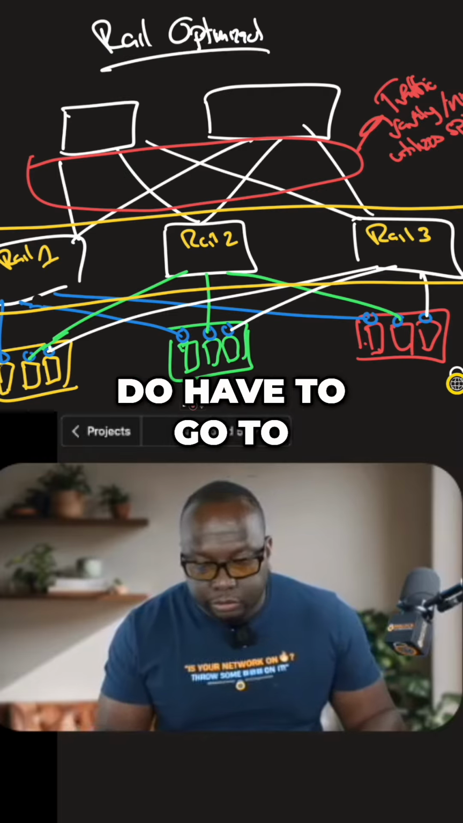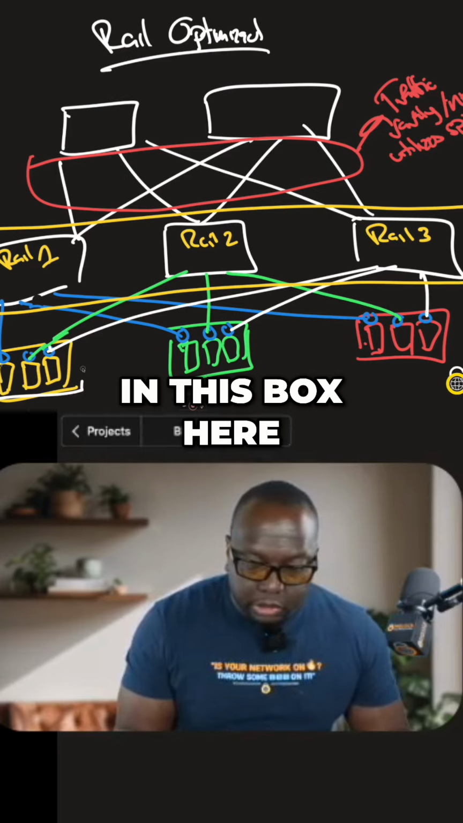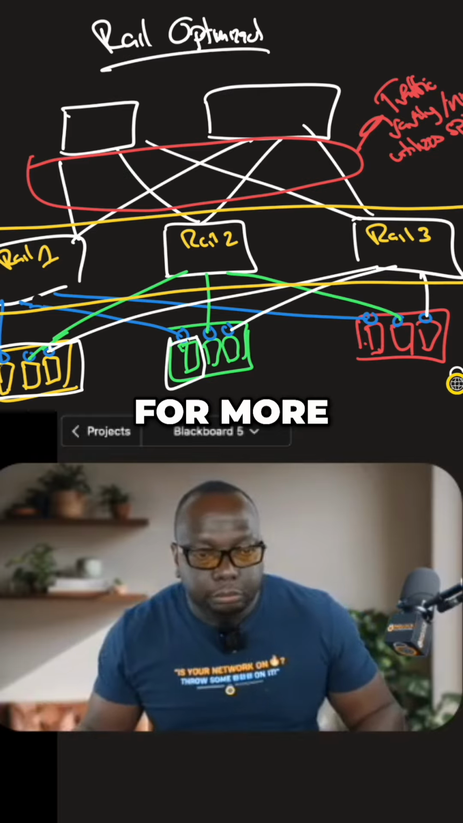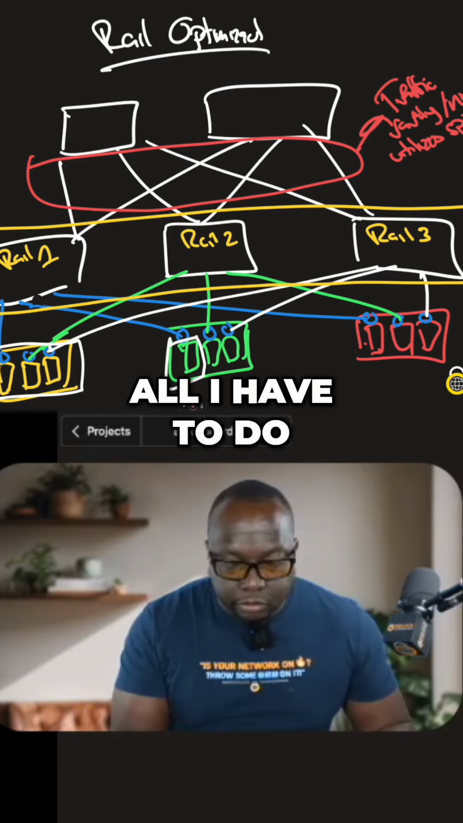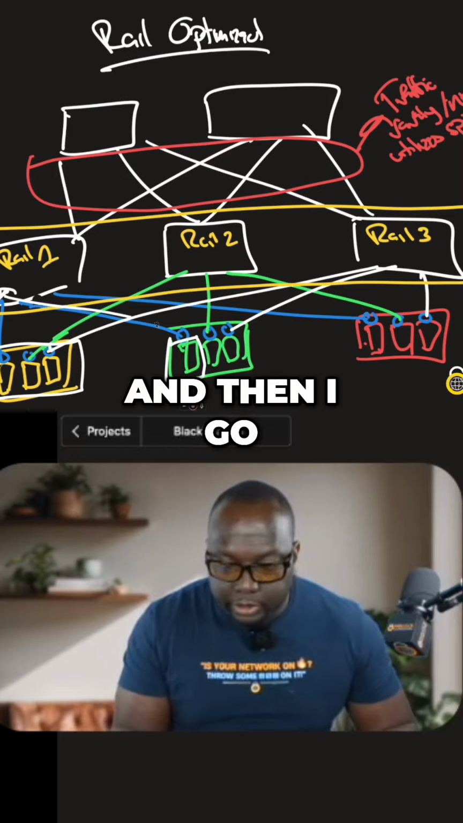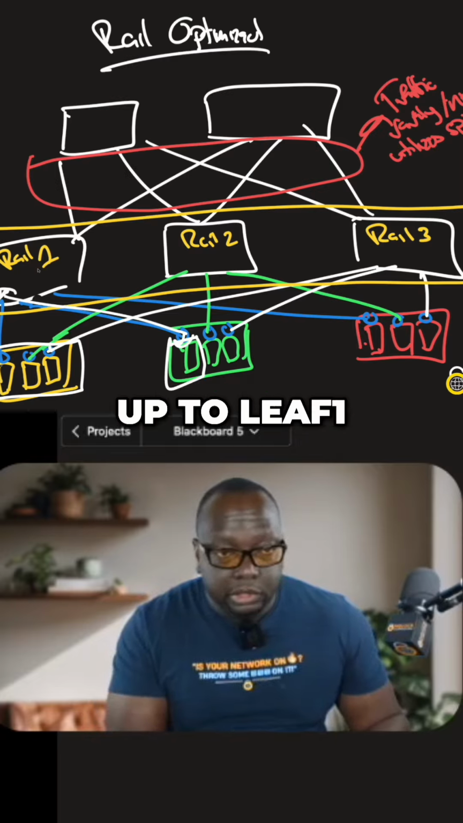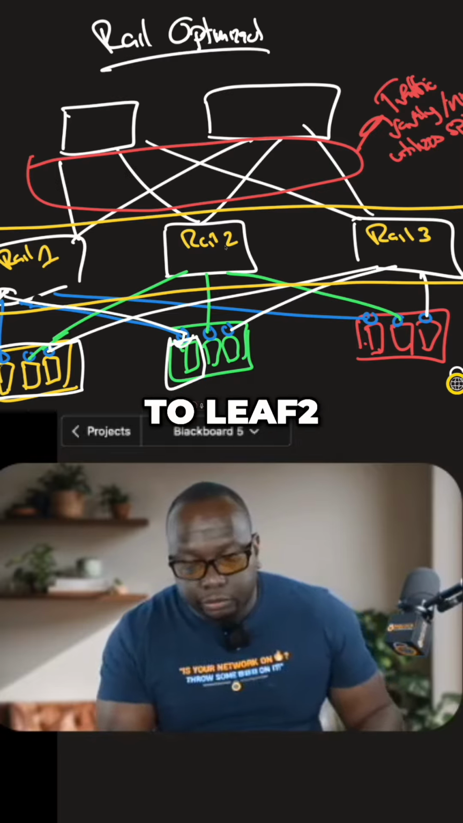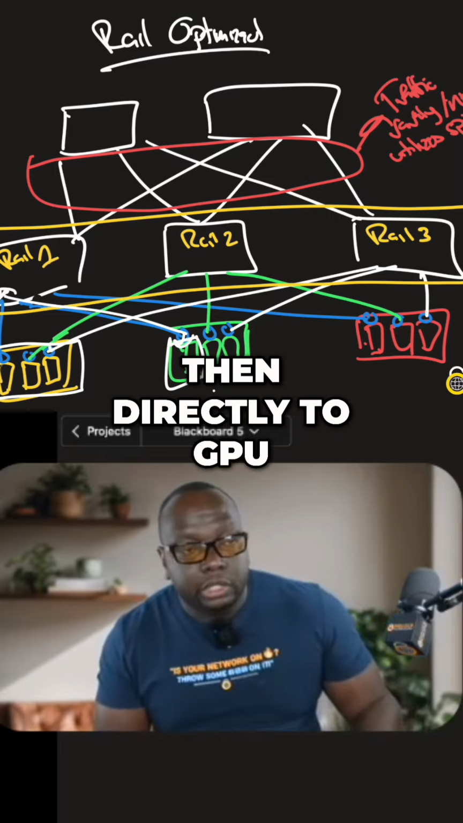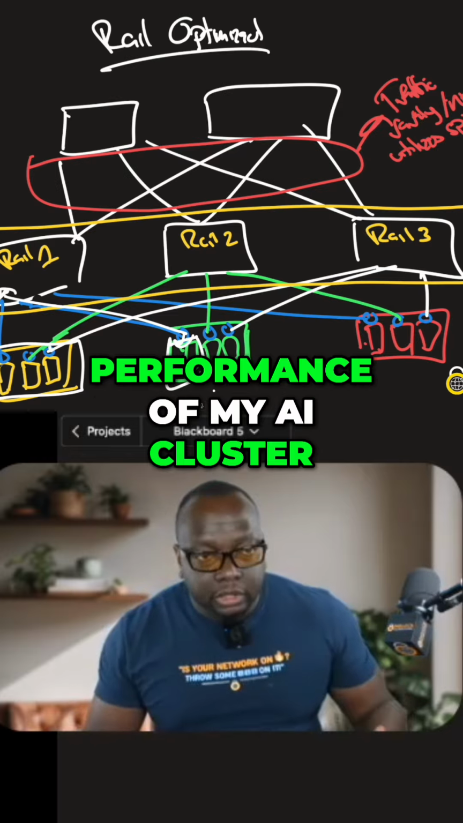Because if I do have to go, let's say I use up all the GPUs in this box here, and I want to use this GPU here for more compute. Well, all I have to do is go up to rail number one from a data plane perspective, and then I go right to GPU two. Now, remember in the other design, I had to go up to leaf one, to spine one, to leaf two, to the server. In this one, I go up to leaf or rail one and then directly to the GPU. So I'm reducing the latency, which is increasing the performance of my AI cluster.